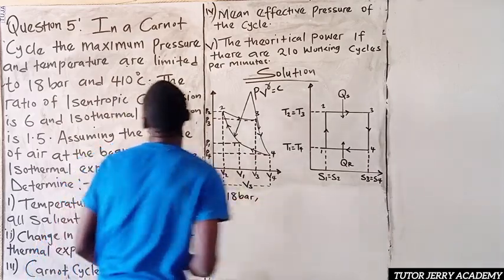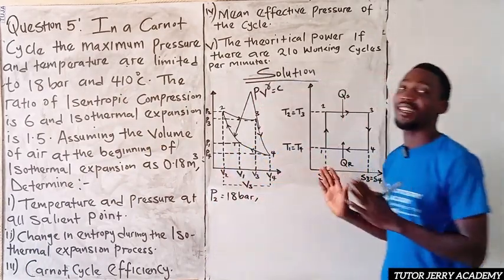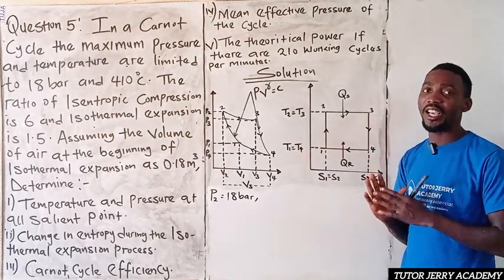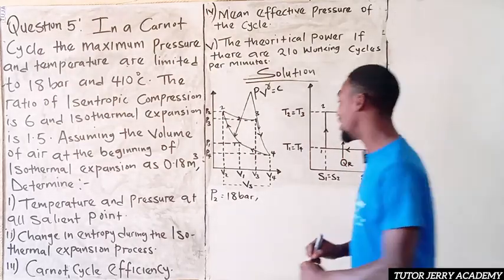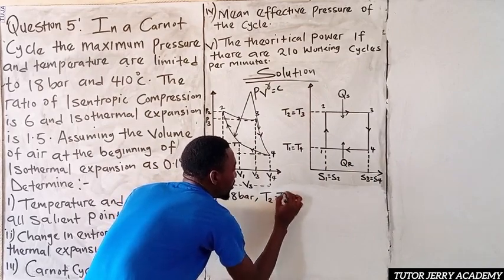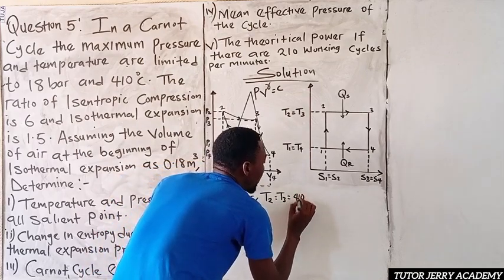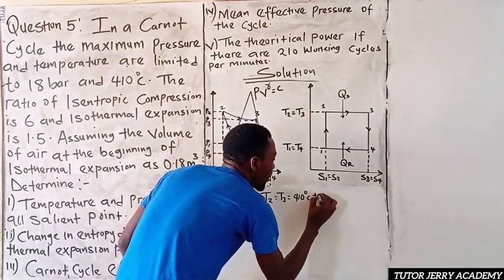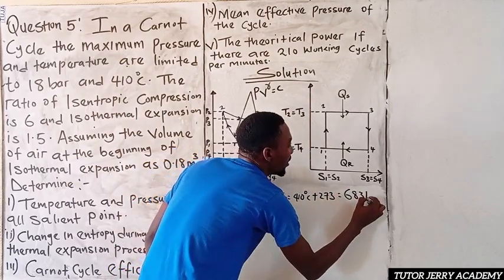All right, and we are told that the maximum temperature too is 410. But if you come to our TS diagram, you will observe that T2 is equals to T3. So the maximum temperature here is nothing but T2 and T3. You can see that T2 is equals to T3, everything equals to 410 degrees Celsius. But we are going to convert this to Kelvin, by adding 273. So if you do this now, you are going to have 683 Kelvin. All right.